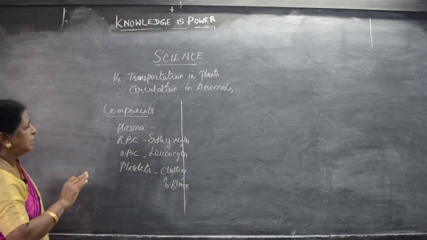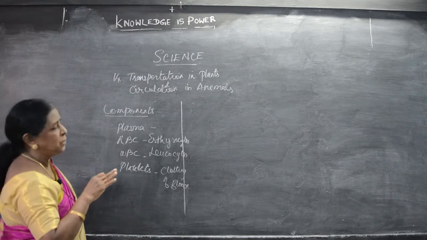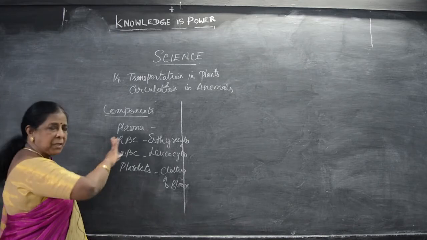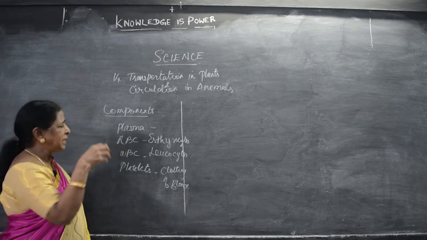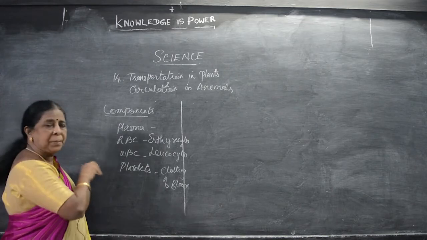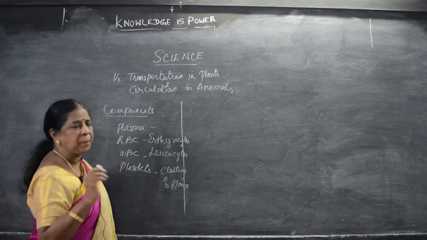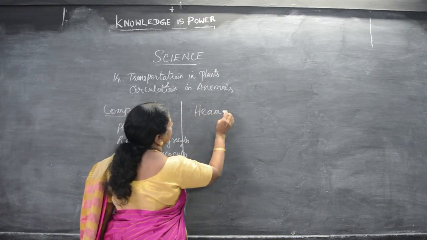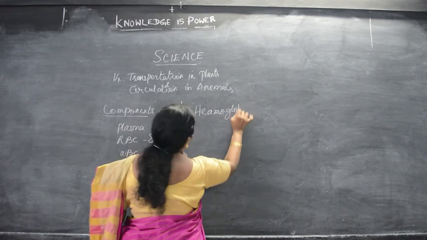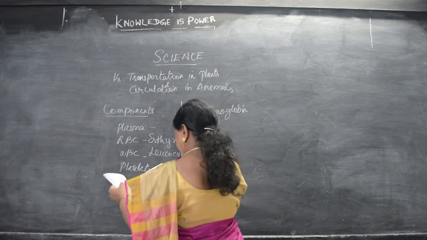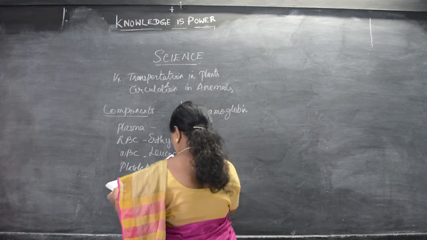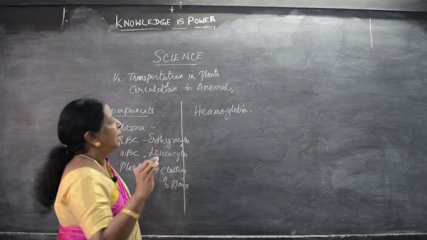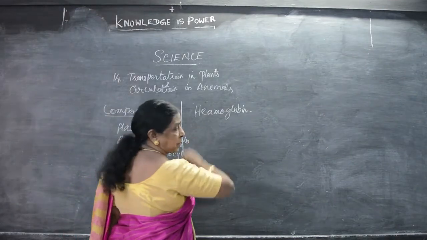So, the main thing is plasma. Blood is a fluid tissue. For example, take a circular plate like this, with plasma spread all over. In the plasma, we find RBC, WBC and platelets. RBC, red blood corpuscles, are red due to the respiratory pigment hemoglobin. Hemoglobin is a red color pigment. It is not only a pigment, it also helps in respiration.